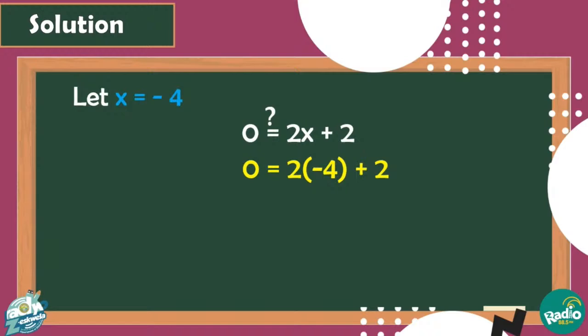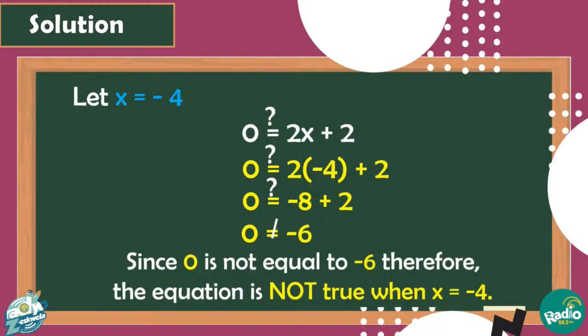And our given equation becomes 0 is equal to 2 times -4 plus 2. And by simplifying, we got 0 is equal to -8 plus 2. And using the operation, we say 0 is equal to -6. Since 0 is not equal to -6, therefore, the equation is not true when x is equal to -4.